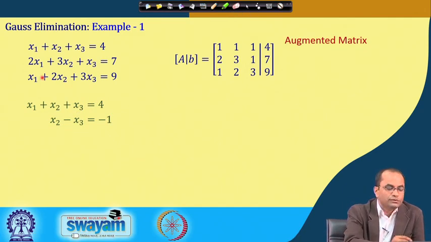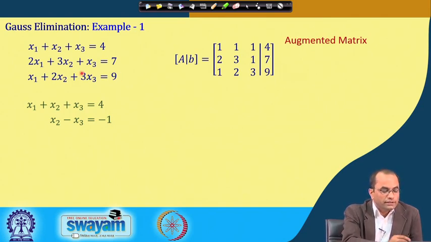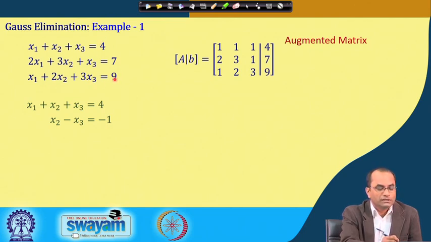Now, the same thing we will do with equation number 3. We want to again eliminate x 1 here as well. This is easy again with the help of equation number 1. Here we will just subtract equation number 1 from equation number 3.